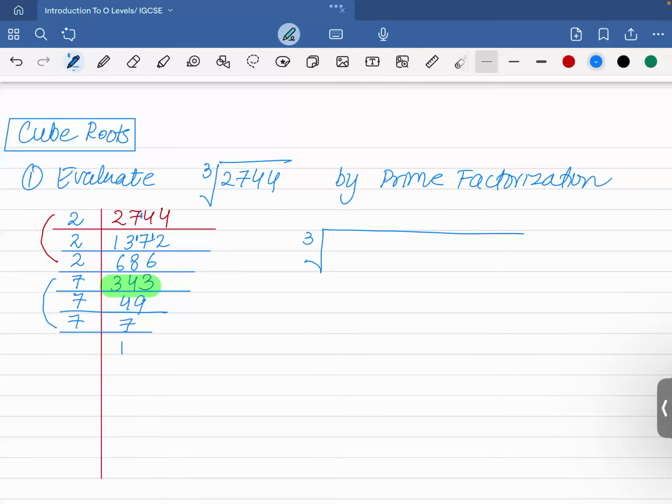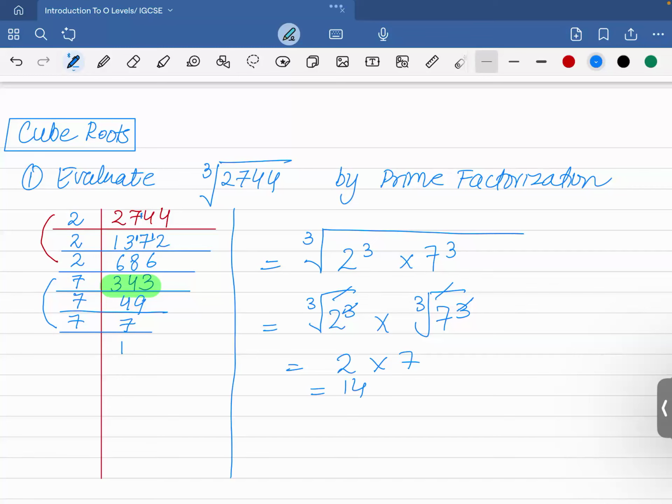Yes, sir. So I have to write 2 cube times 7 cube. Agree or not? Now distribute the cube root on 2 cube and cube root on 7 cube. Can I cancel 3 like that? Yes. Cube is cancelled with the cube root. So I'm left with 2 and 7, and 2 times 7 is 14. And in the beginning, I told Arom to tell me what is 14 cube. Agree or not? Yes or no? Mushgan, do you understand?